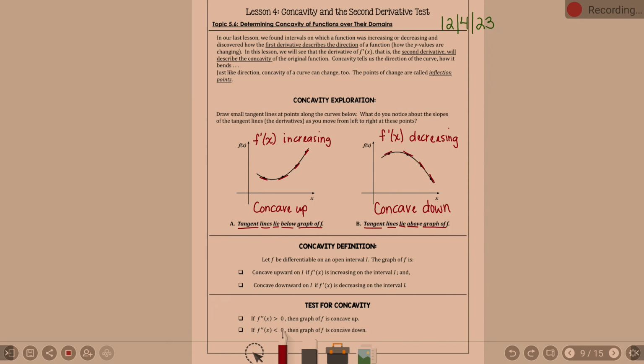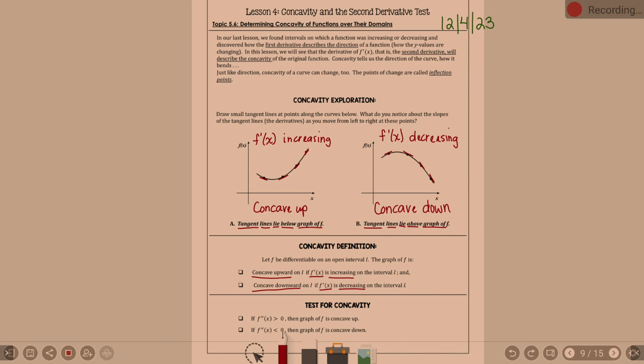Concavity definition. Not what we usually use to test for concavity, but the definition that we just showed. Let f be differentiable on an open interval. The graph of f is concave upward on the interval if the first derivative is increasing on the interval, and it's concave downward if the derivative is decreasing on the interval. Now, it's easier to check if a derivative is positive or negative than it is increasing or decreasing, unless, of course, you have a graph to look at every time.